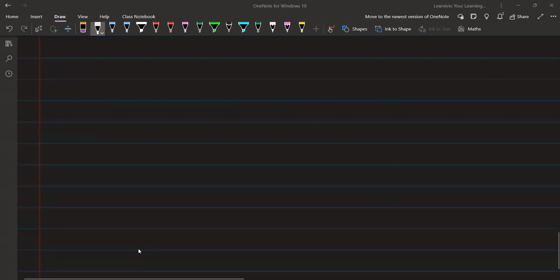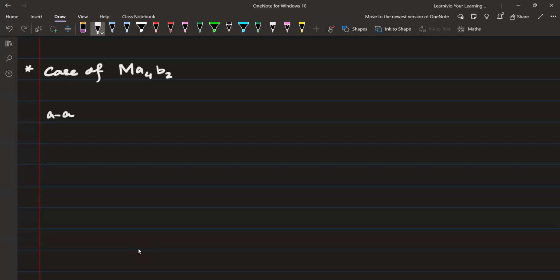चलिए, दो केस हम लोग को पढ़ना है. केस ऑफ MA4B2. तो इस केस में there is one case in which we'll be having A is opposite to A is opposite to A and B is opposite to B. तो इस केस में आपके पास कुछ इस तरह का कॉम्प्लेक्स आएगा.